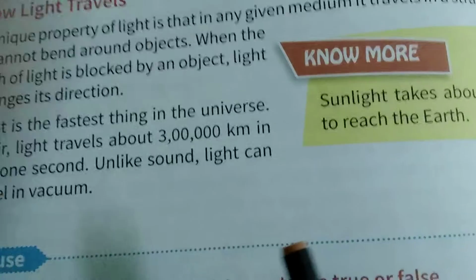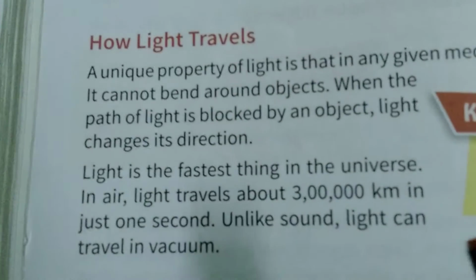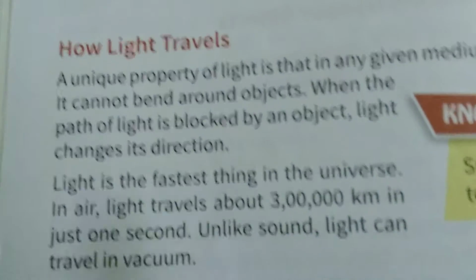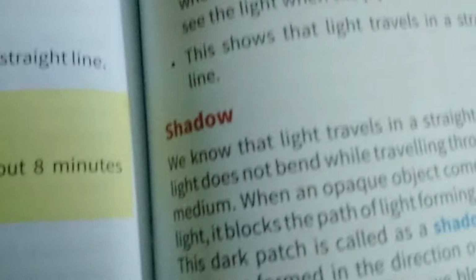We already learned that light travels in a straight way. It cannot bend around objects. When the path of light is blocked by an object, light changes its direction. Now, today we will learn about shadow.